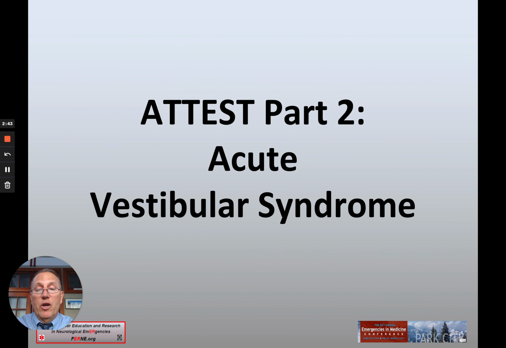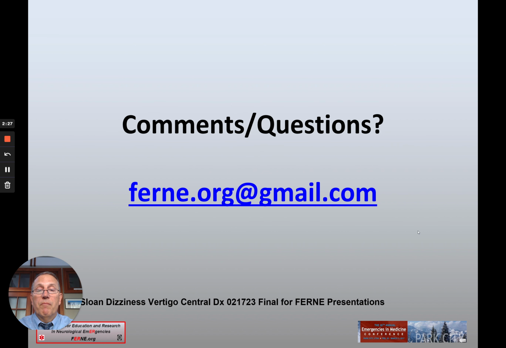So in considering acute vestibular syndrome, it is patients with constant, ongoing vertigo at the time of evaluation. These patients need to be addressed and evaluated clearly and quickly because of the potential for posterior stroke.